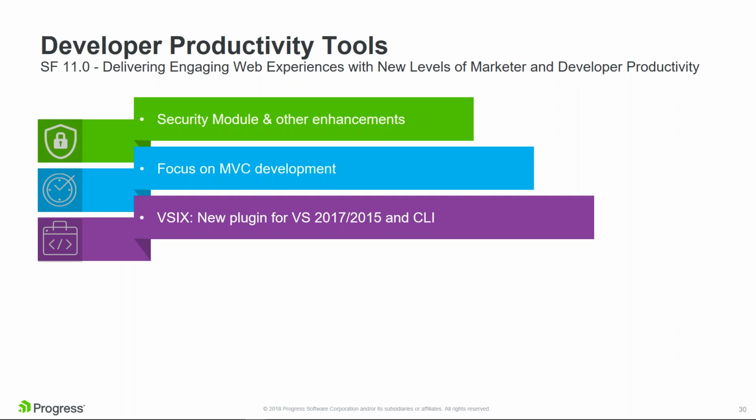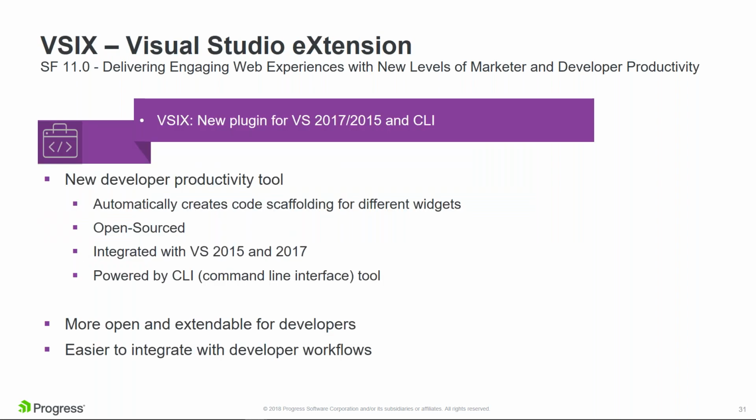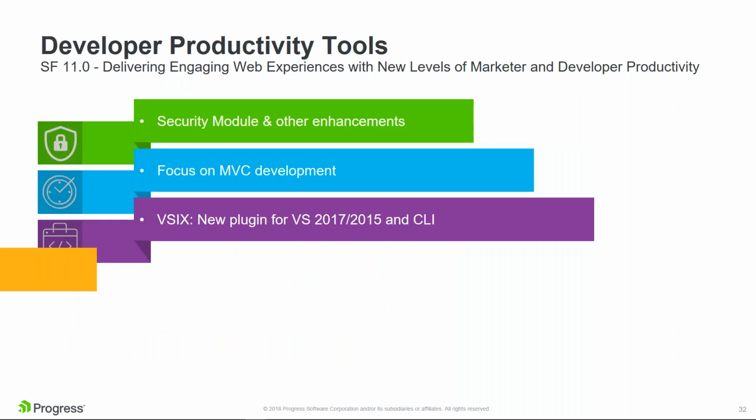Now we're also happy to announce the VSIX, which is a brand new tool that is compatible with Visual Studio and is actually a Visual Studio extension. What this does is provide a command line interface tool that helps developers do small things like automatically creating code scaffolding for different widgets. And the best thing of all, it's open source. What we're hoping to do is make the platform more extensible and easier to integrate within developer teams.